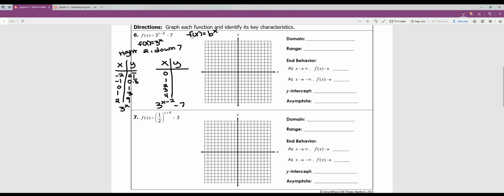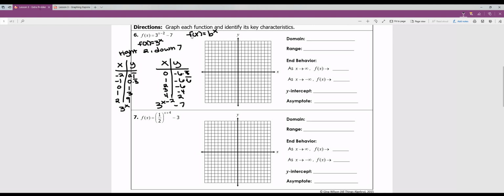Now I'm going down 7, so I'm going to be subtracting 7 from each of my y values here. So 0.1 minus 7 is going to be -6.8-ish repeating, and then -6.6 repeating, -6, -4, and 2. And these are now the points that I'm going to start graphing.